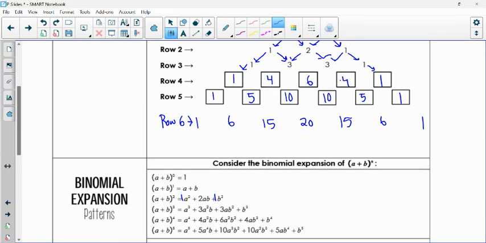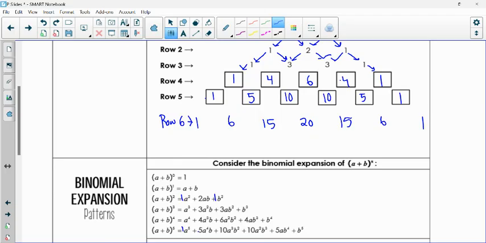All right, look at row 5. Here, a plus b to the 5th. There's a 1 in front of the a to the 5th, a 5, and then a 10, 10, 5, 1. If we look at row 5, it goes 1, 5, 10, 10, 5, 1. Okay, so these numbers in the triangle are those coefficients for the binomial expansions.